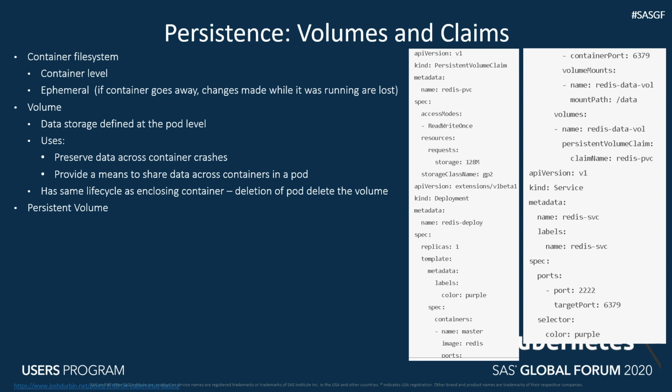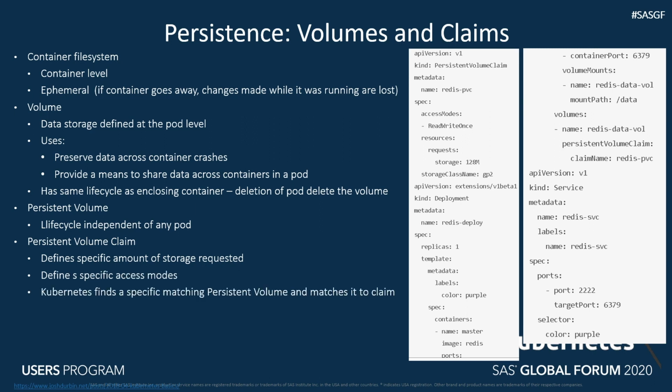In Kubernetes, we have an object for that called a persistent volume. It means that it has persistent storage independent of the life cycle of any pod. To get that storage, you issue a persistent volume claim. A persistent volume claim is a way in Kubernetes of requesting a set of storage or a kind of storage, getting a claim to it. It defines the specific amount of storage requested and specific access modes. And what Kubernetes does is look for a persistent volume and match it to the claim.